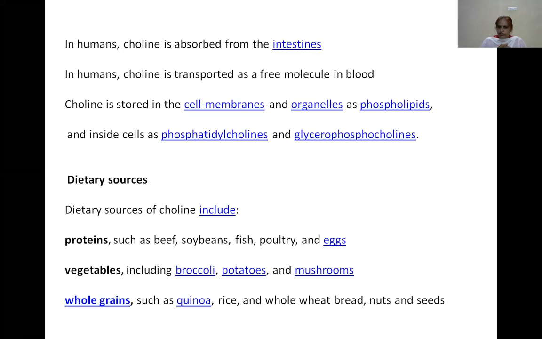If you see the dietary sources, choline is available in proteins, vegetables, and whole grains, which contain choline in rich amounts. For example, among proteins, beef, soya bean, fish, poultry, and eggs have choline. Vegetables including broccoli, potatoes, and mushrooms have choline. Whole grains such as quinoa, rice, whole wheat bread, nuts, and seeds have choline. These are the dietary sources of choline.